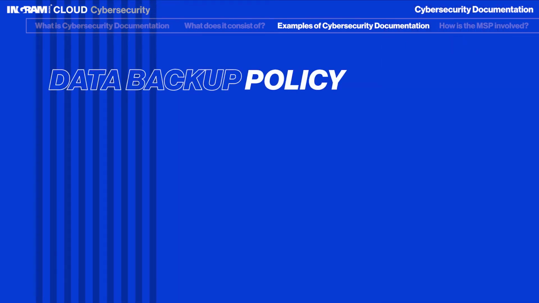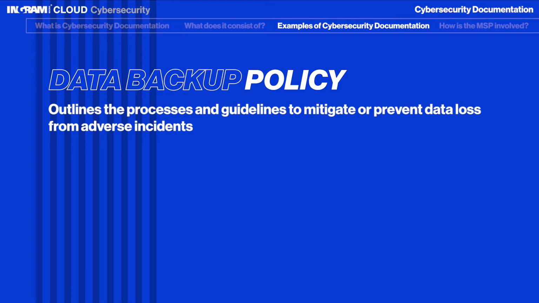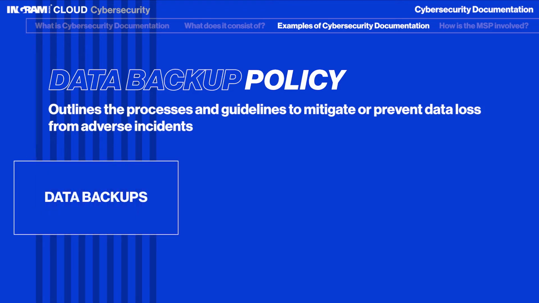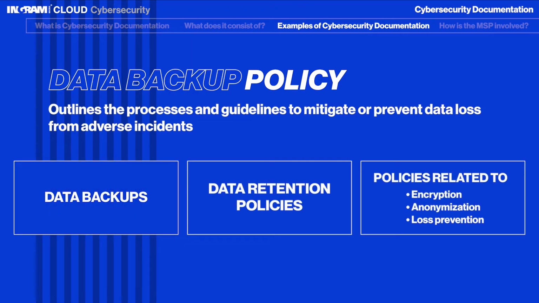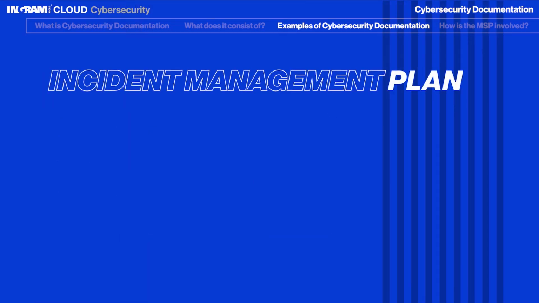Data backup policy. A data backup policy outlines the procedures and guidelines to mitigate or prevent data loss from adverse incidents, whether malicious or accidental. These plans usually include a what, when, and how for data backups, data retention policies, and policies related to encryption, anonymization, and loss prevention.